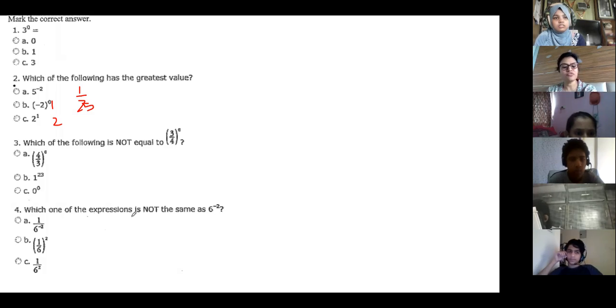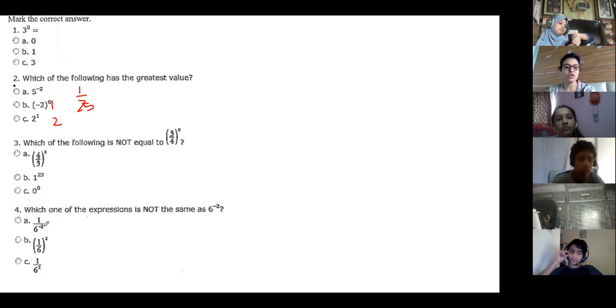Which one of the expressions is not the same as 6 raised to minus 2? A, yes. Because 1 by 6 raised to minus 2 is 1 by 6 square, and 1 by 6 whole square, because 1 square is 1 only. So you can write like this also. So A is not the value, because 1 by 6 raised to minus 2 is how much, Amina? What will be the answer? It will be 1 by 12.